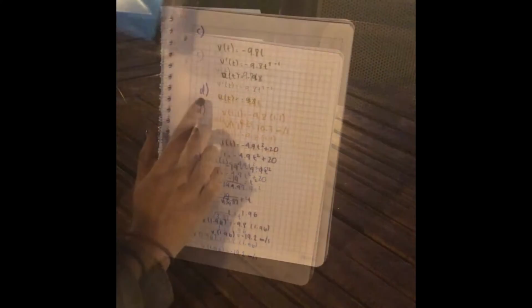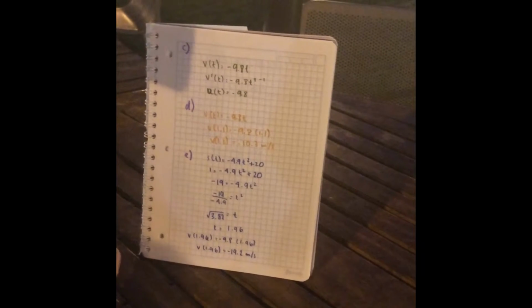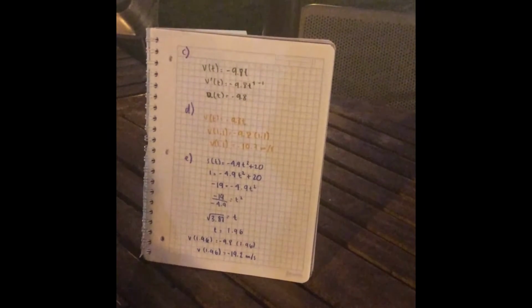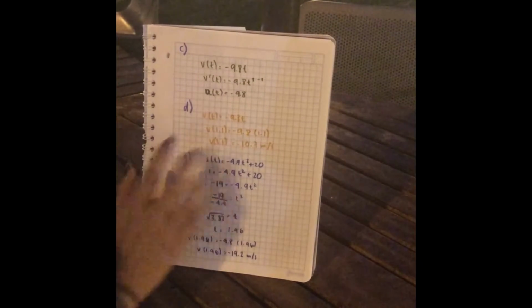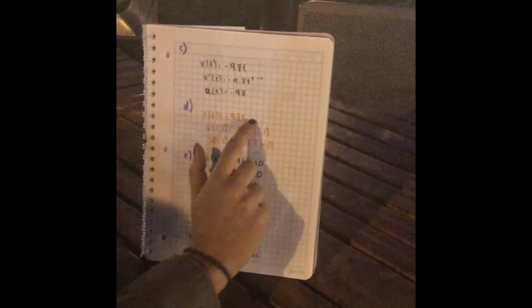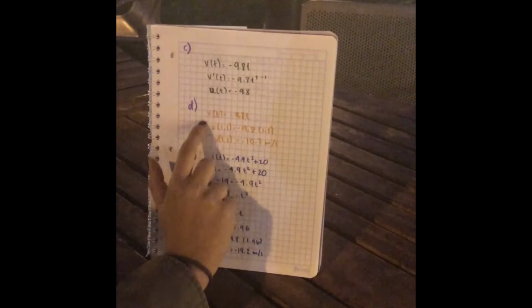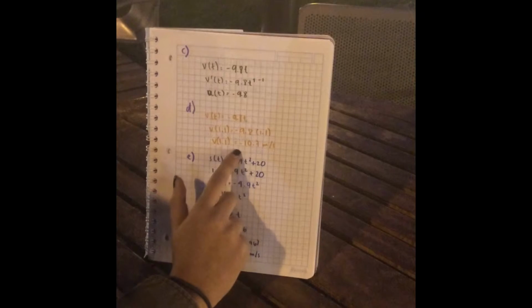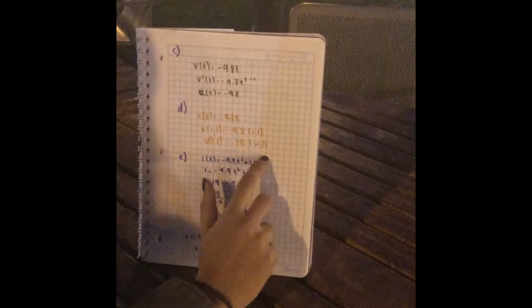And here in D, we were asked to calculate the velocity of the book after 1.1 seconds. So we knew that 1.1 seconds was our time, and we substituted 1.1 in our velocity function where we had our t's, and we found out that the velocity after 1.1 seconds was minus 10.7 meters per second.